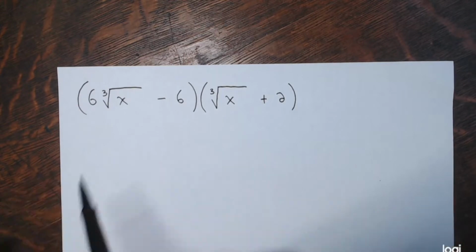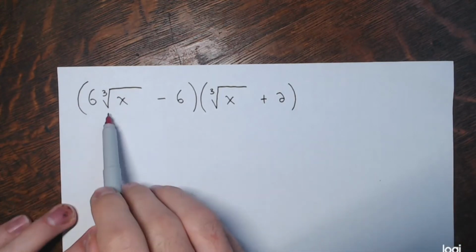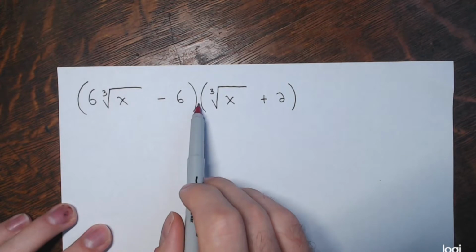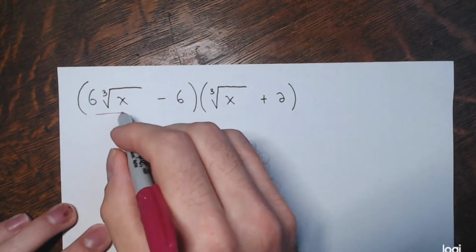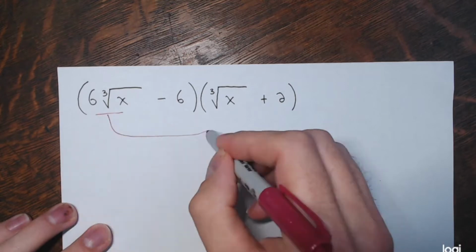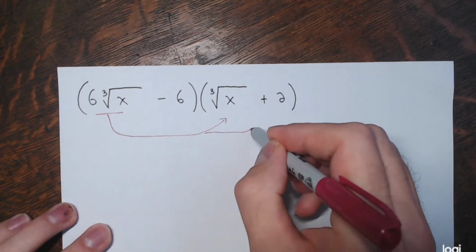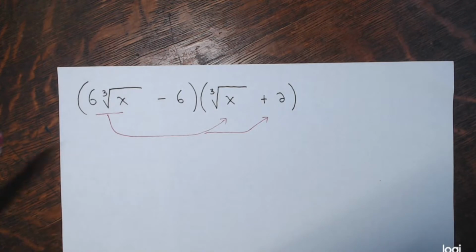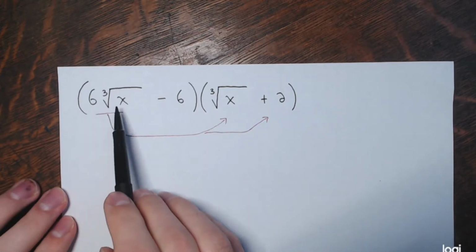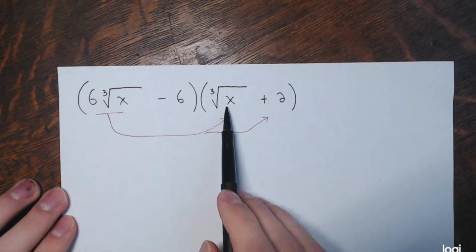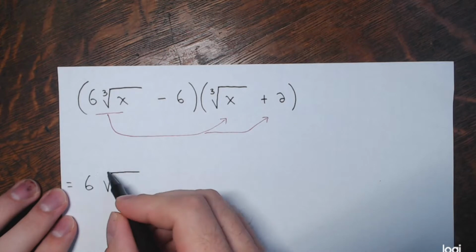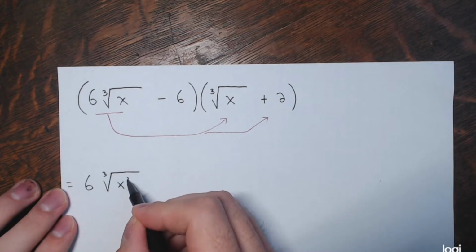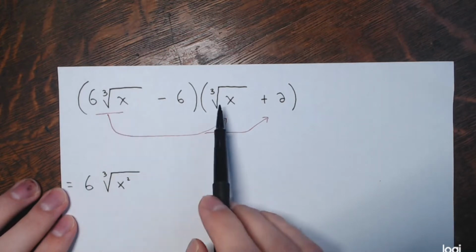Alright, so once again, I've got two terms in this expression, multiplied by another expression with two terms. I'll start with these over here. We'll take the 6 times the cube root of x and distribute it to the other expression. 6 times the cube root of x times the cube root of x again would be 6 times the cube root of x squared.